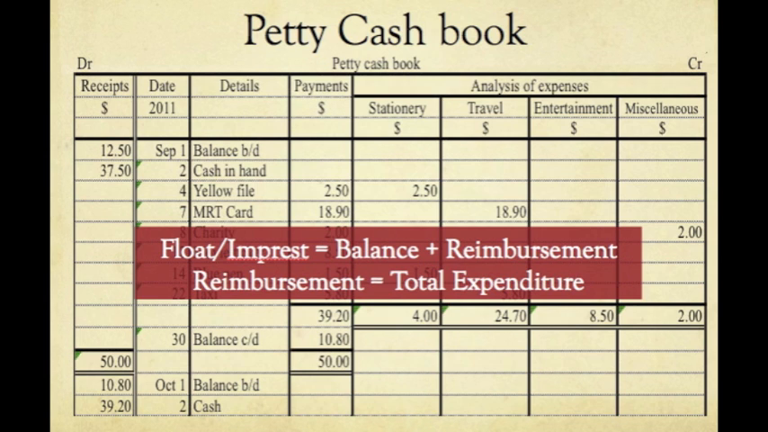Basically, the float or Imprest is equal to the balance from the petty cash book after you have spent all the money plus your reimbursement. And hence you can tell that whatever you are reimbursing is actually all your expenditure.